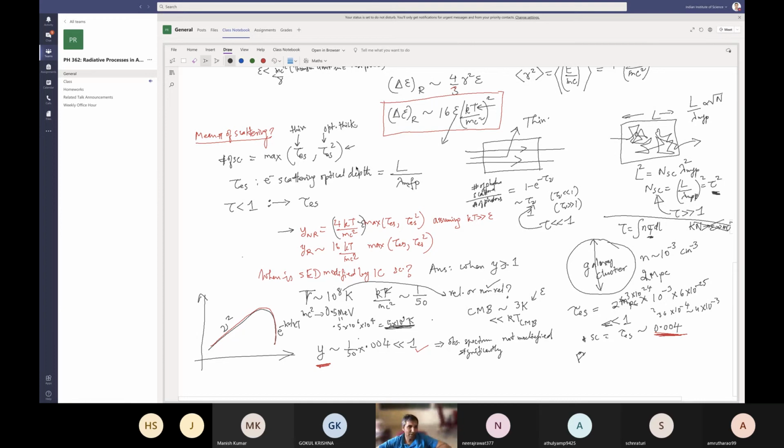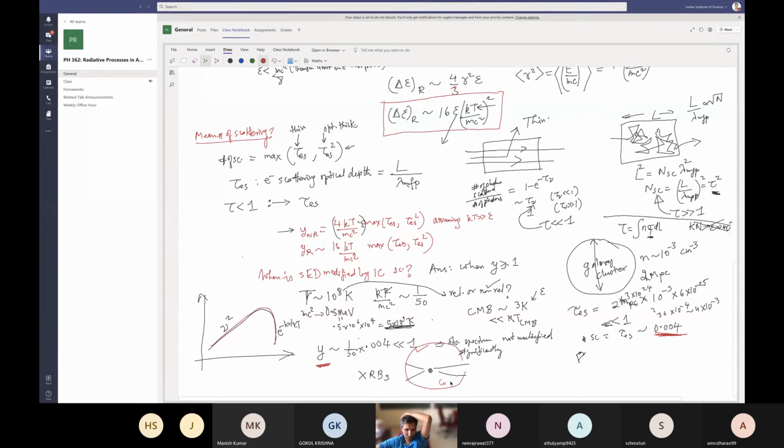So this is what it means: Comptonization is not that important for galaxy clusters. But is Comptonization important anywhere else? Yes, in X-ray binaries. X-ray binaries are accretion disks, accretion flows around black holes. They have a black hole or a neutron star, and an accretion disk. But in addition to this, they also have something called a corona.